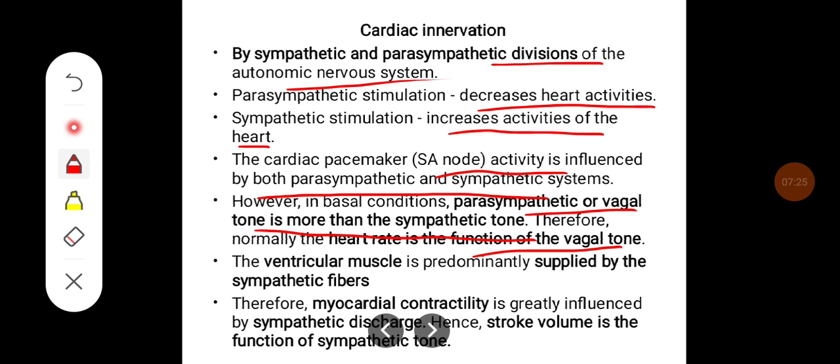The ventricular mass is predominantly supplied by sympathetic fibers. Therefore, myocardial contractility is greatly influenced by sympathetic discharge, and hence stroke volume is a function of sympathetic tone.